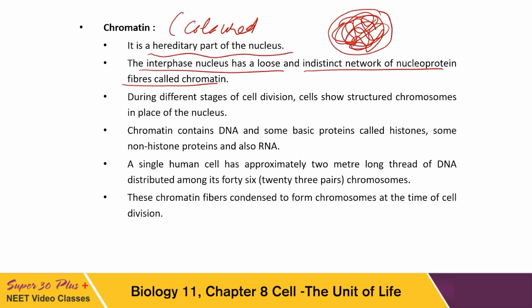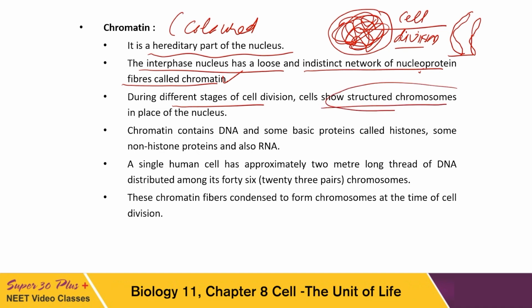It is a nucleoprotein made up of nucleic acid, DNA, RNA and protein, known as chromatin. But during the stage of cell division, when the cell starts dividing, this chromatin net will divide into a definite number of segments. Now these segments will be thicker and definite, and such a structure is known as chromosome. Cells show structural chromosomes instead of chromatin net. Chromatin contains DNA, basic proteins that is histone, some non-histone protein and also RNA. That's why it is known as nucleoprotein particle.